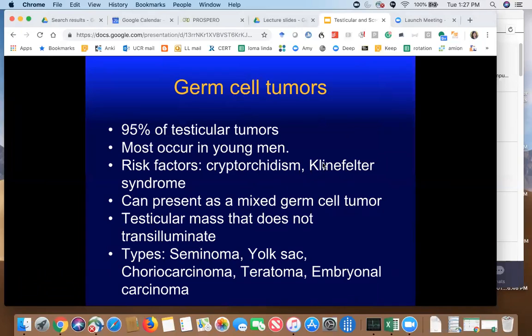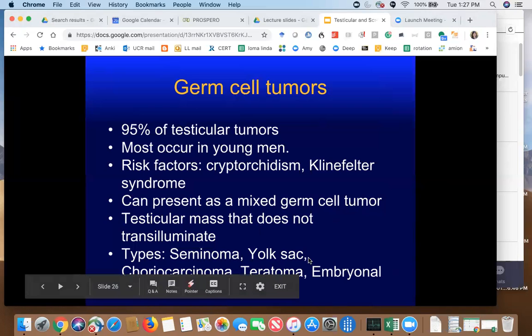What else? It can present as a mixed germ cell tumor. They don't transilluminate. I've never seen transillumination, but that's what's taught in the textbook, which are always like 10-15 years behind anyways. Or not me, sorry, that was kind of cynical. Textbooks are maybe 5 years behind. Some are 10 years behind. Types: you have seminomas, which are 50%, and the other non-seminomatous tumors are the other 50.